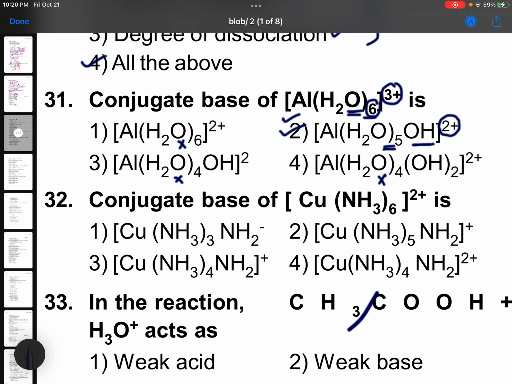Conjugate base of Cu(NH3)6. Similar type of question. NH3 taken 6, keep 5 as it is. So these 3 are not your options. Your option is this one. Very funny, na? Easy question. So NH3 taken 5. If you understand this logic, these things will be very easy.